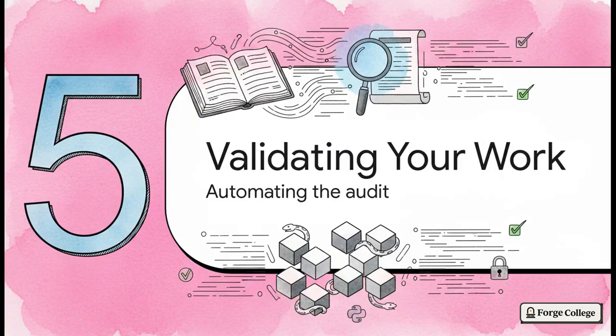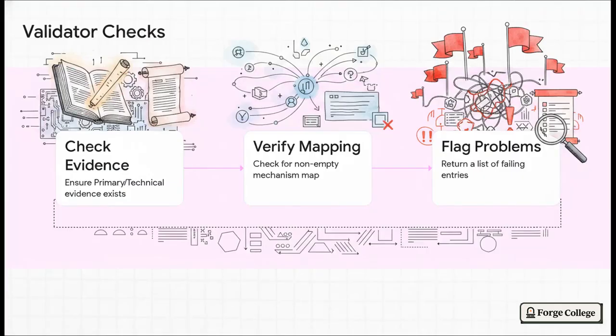Section 5. Validating your capstone work. Let's automate the audit. Because you've brilliantly structured your historical research as code, you can now write a small Python validator to ensure your case file is perfectly complete and rigorous. You are essentially automating the audit of your very own historical analysis.